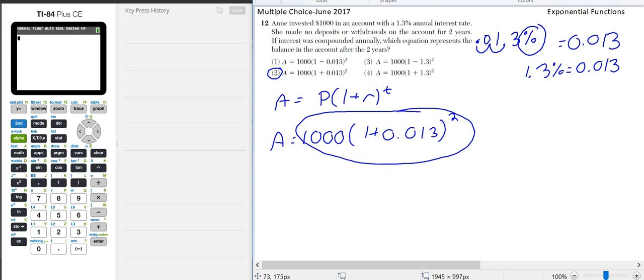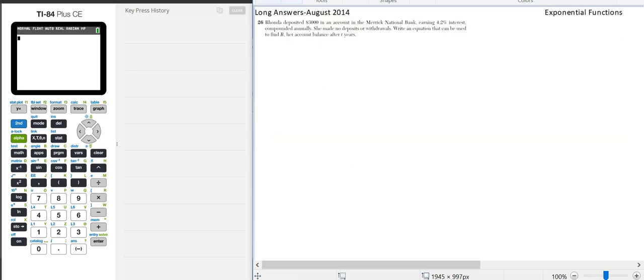Let's look at another question. This is question number 26 from the August 2014 Algebra 1 Regents. Rhonda deposited $3,000 in an account in the American National Bank, earning 4.2% interest, compounded annually. She made no deposits or withdrawals. Write an equation that can be used to find B, her account balance after t years. So this represents exponential growth because she's earning interest.